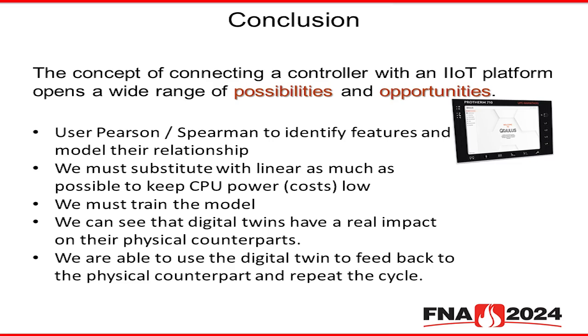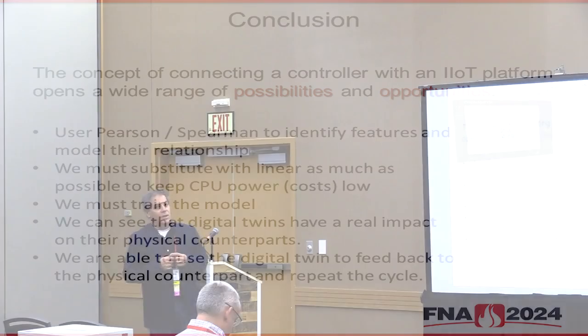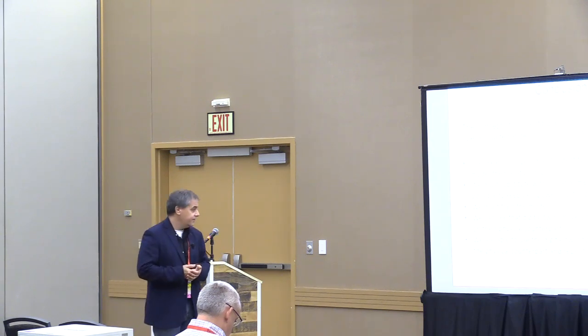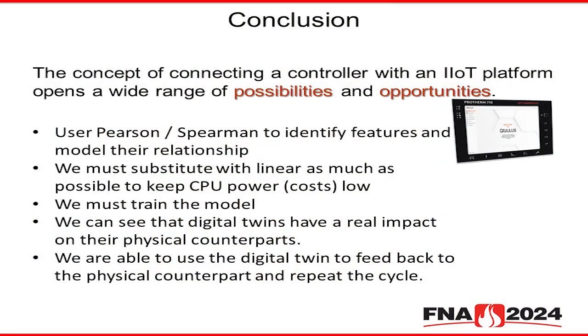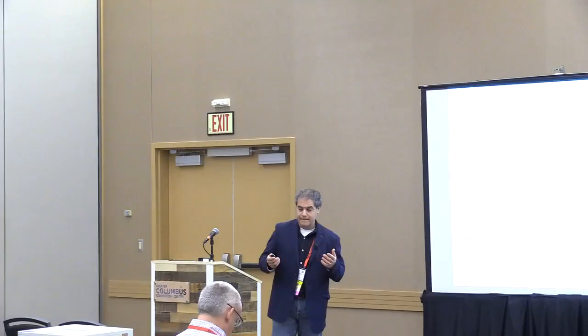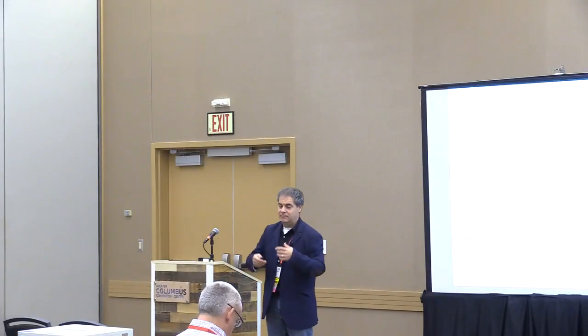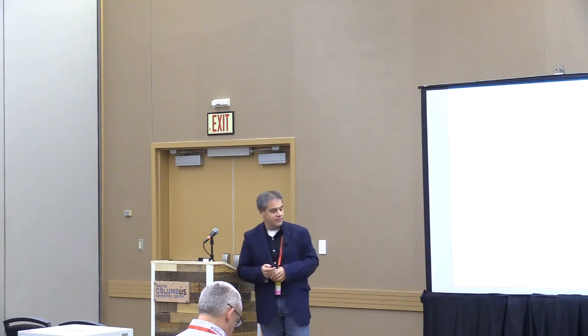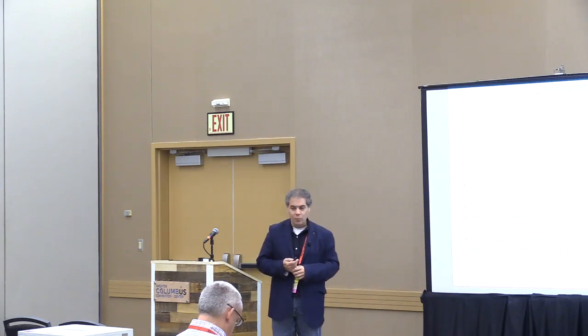This is the learning side, offline, of course. We try to get all the information we can. We find all these features, we model the relationships. It's a very good idea to substitute and make it as simple as possible, so mathematically we have less work to do later. Keep our CPU power, i.e. cost, low. We train our model with these linearized features, and we play with our digital twins and see our new models, our new recipes, our new what-if scenarios.